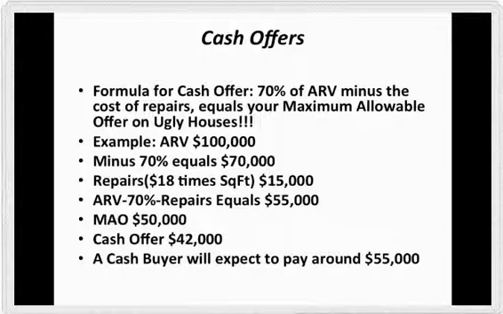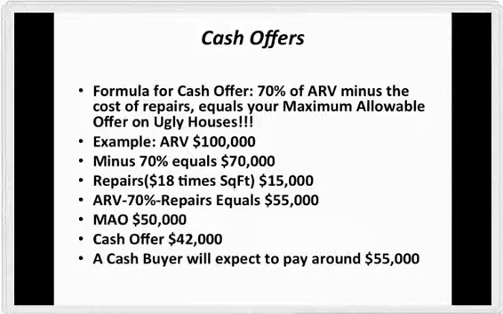The reason you want to make your maximum allowable offer at 50 is so that you have a $5,000 spread. I would start this offer somewhere around $42,000, and that gives me about an $8,000 window to negotiate. A cash buyer will expect to pay around $55,000 for this property, so if you start your offer at 42, you have a pretty big window to go up and negotiate, and get this property under contract somewhere under 50, hopefully. You don't want to go over 50 because the margins start to get squeezed out and it might be harder for you to sell.